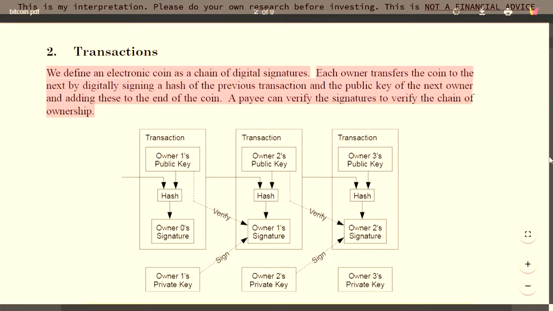Now the transaction part, this is slightly tricky. Let's just go through the first paragraph. We define an electronic coin as a chain of digital signatures. Okay, any electronic coin is simply a chain of digital signatures. That's understood. Each owner transfers the coin to the next by digitally signing a hash of the previous transaction and the public key of the next owner, and adding these to the end of the coin. Okay, a payee can verify the signatures to verify the chain of ownership.